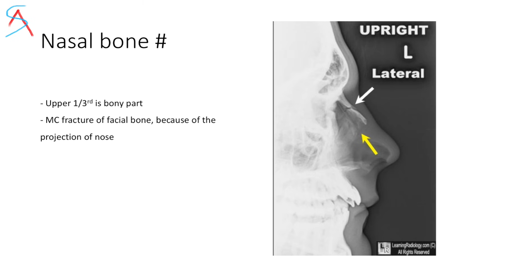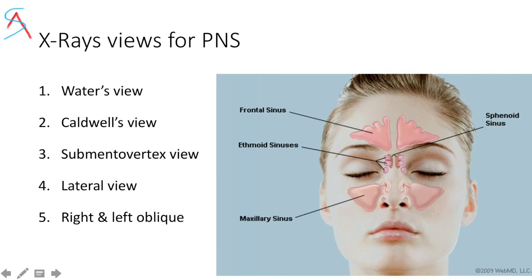This X-ray is of a nasal bone fracture. As we know, the anterior 2/3 part of the nose is cartilaginous and the posterior 1/3 is bony, and here is the fracture. It is the most common fracture of facial bone. So moving on to our next level where we will be looking at X-rays for paranasal sinuses.